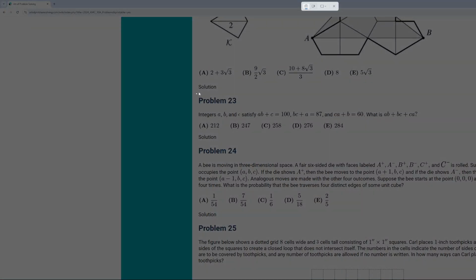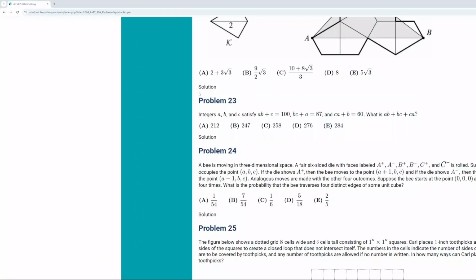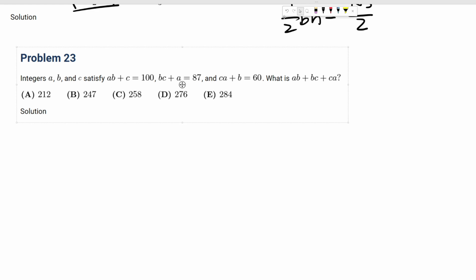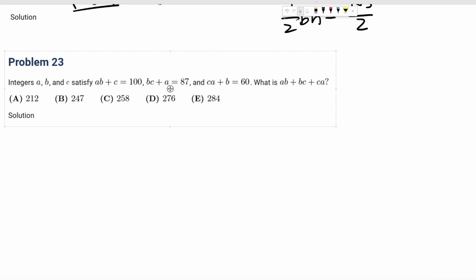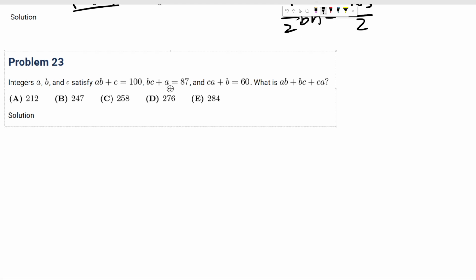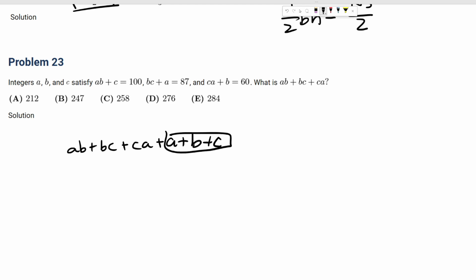Problem 23 was one of the better problems. I still didn't like it though. Problem 23. A, B, and C are integers, and they satisfy these equations, and we're trying to find AB plus BC plus CA. So a natural thing to do might be to add the equations together, but this actually doesn't help us at all. Because now we're just left with an A plus B plus C that we can't deal with.